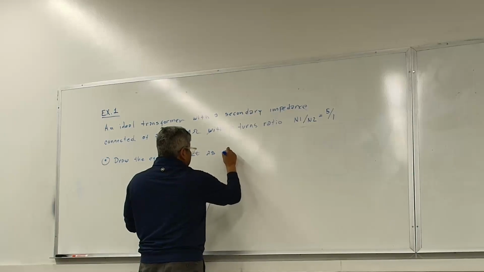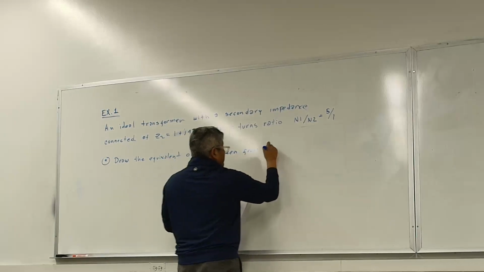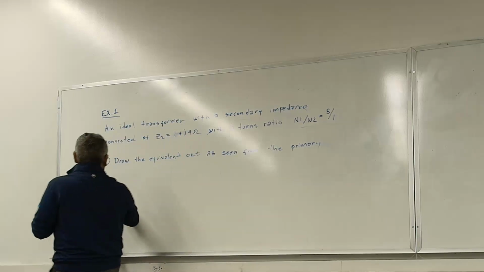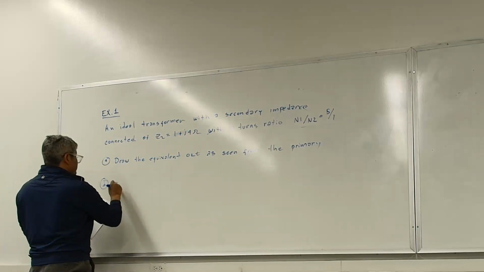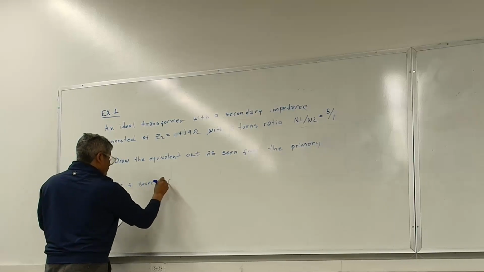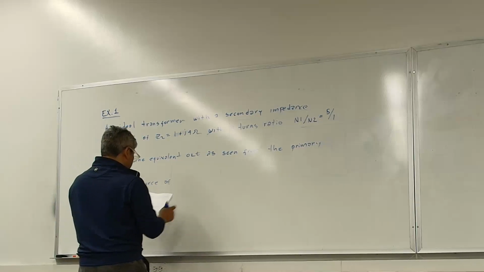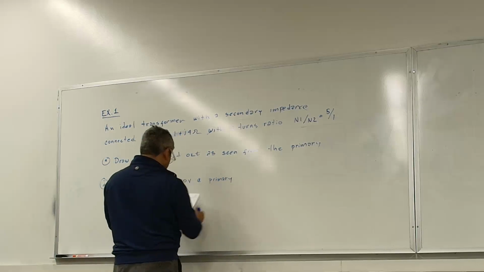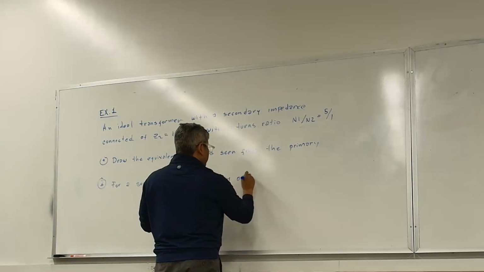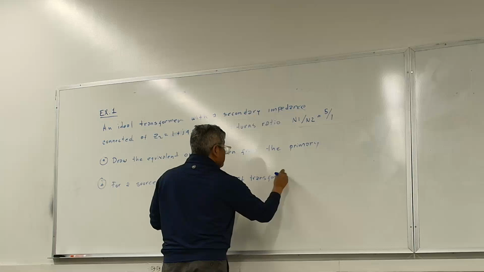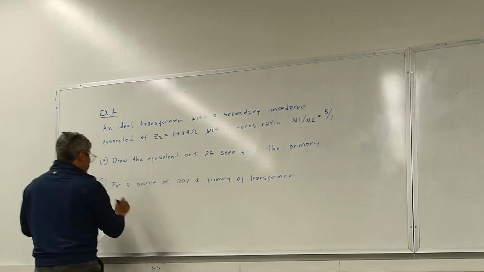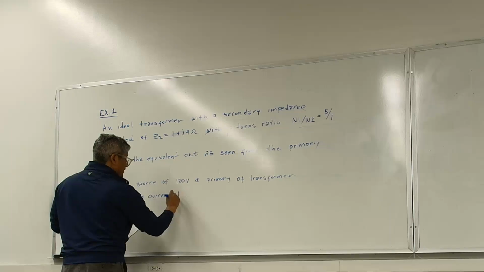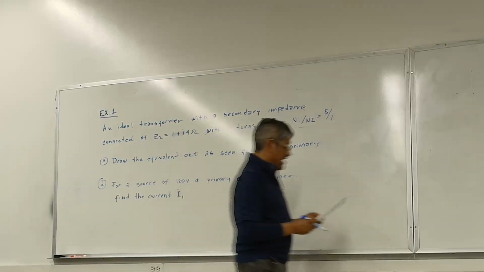As seen from the primary of the transformer, and then B, for a source of 120 volts at primary of transformer, find the current I1. Okay, so basically what we got is this.